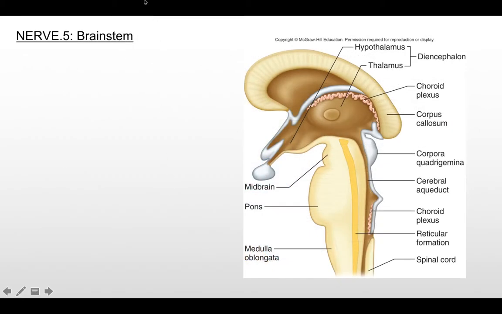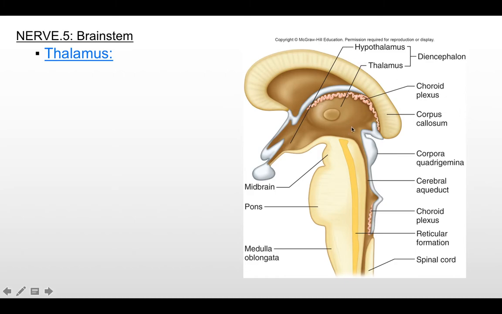The other part I want to highlight in NERVE.5 is the brain stem. So if we've cut into the brain and we're looking more towards the base, maybe say the cerebellum would be right here. Inside the brain, we can finally see that corpus callosum. This was the piece that connected the left and right hemispheres of our brains. But let's start with the thalamus.